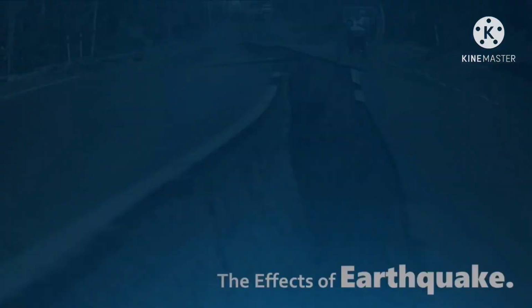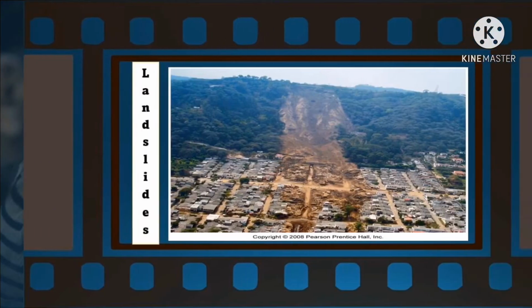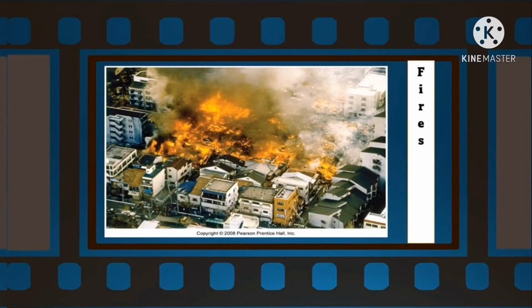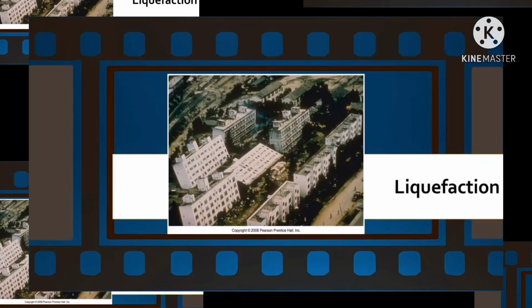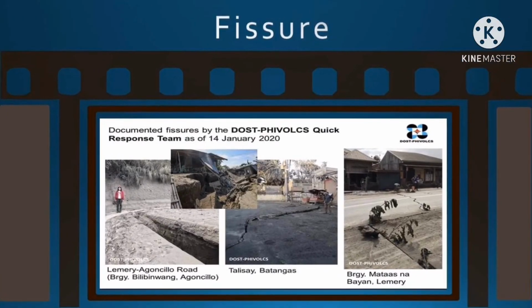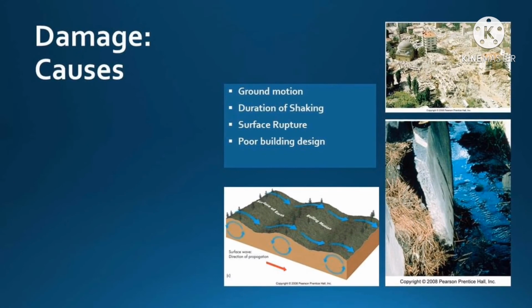Here are the effects of earthquake. Taal Volcanic Earthquake 2020. Landslide, fires, tsunami, liquefaction, fissure. There is also building destruction. The damage causes are due to ground motion, duration of shaking, surface rupture, and poor building design.